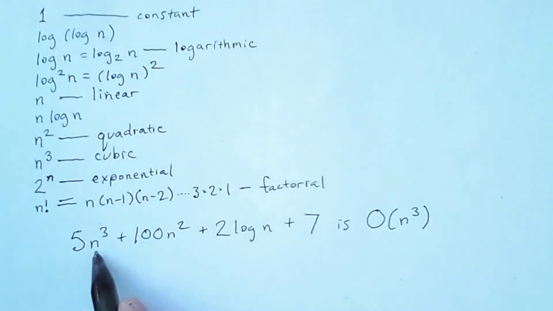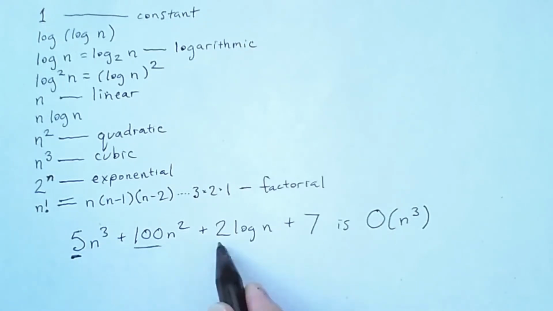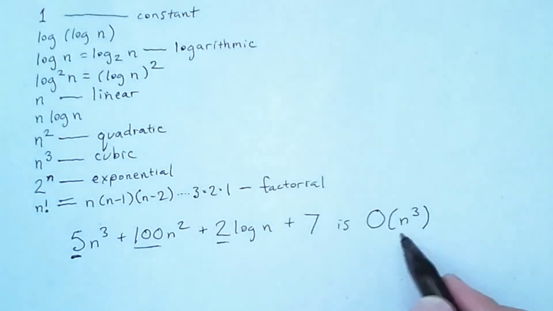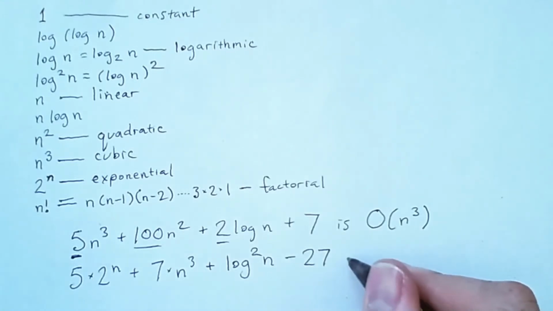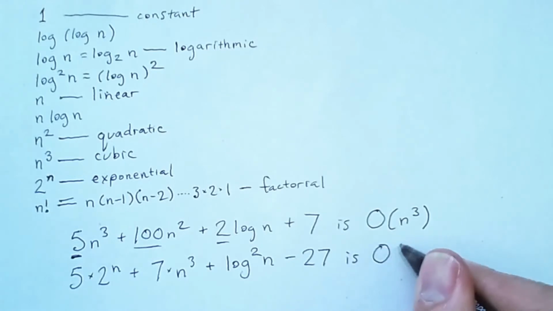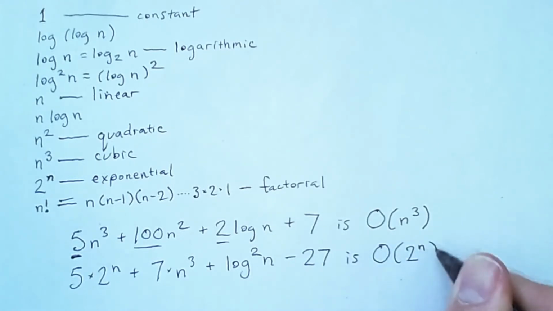because n squared is less than n cubed, the log n is less than both, and the constant is less than all of them. And we get rid of the coefficients. This is the coefficient for that term, this is the coefficient for that term, that's a coefficient. So those are irrelevant in the simple big O functions that we tend to use. And here's one more example. So in this function, 2 to the n is the portion that grows the fastest, and therefore the big O of this is 2 to the n.